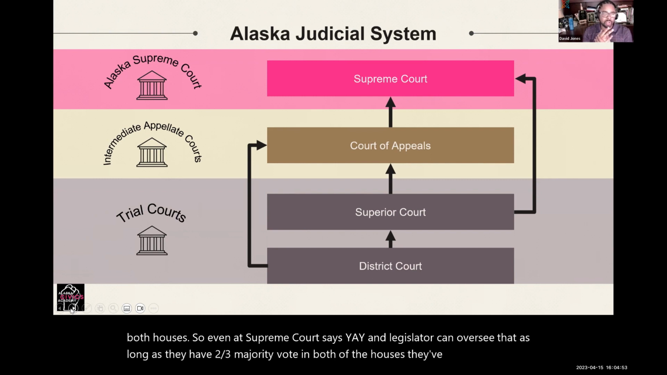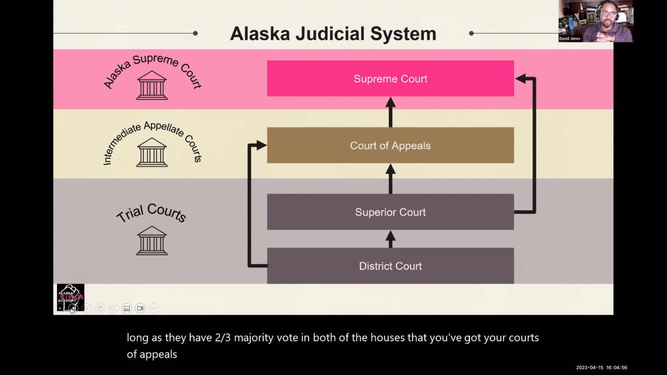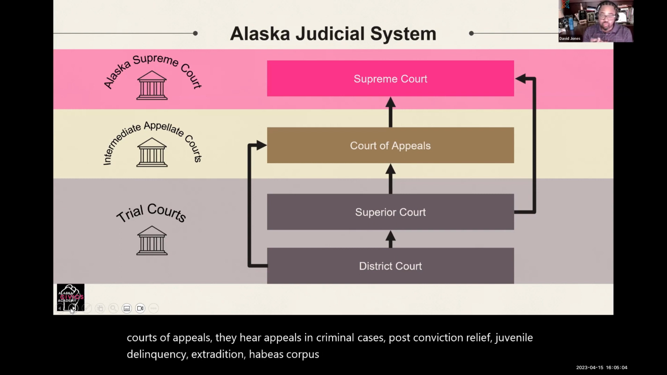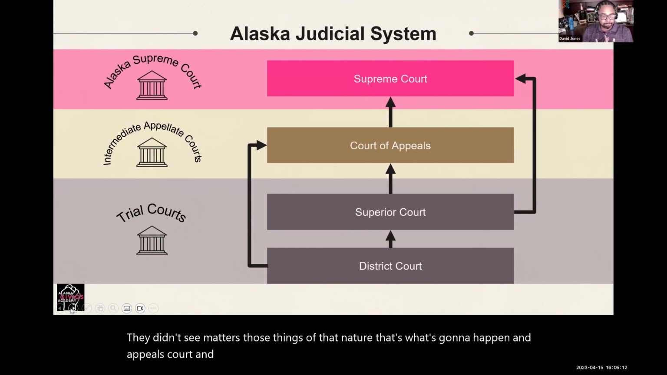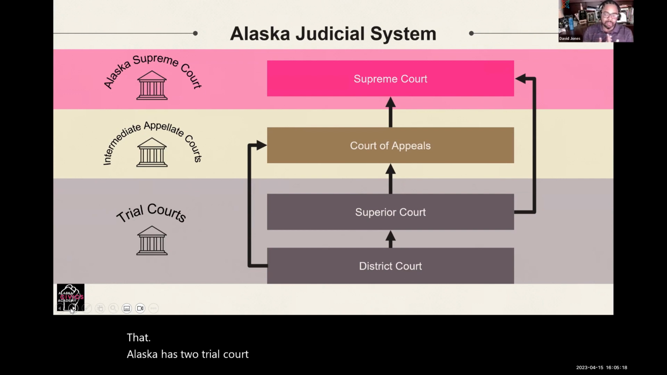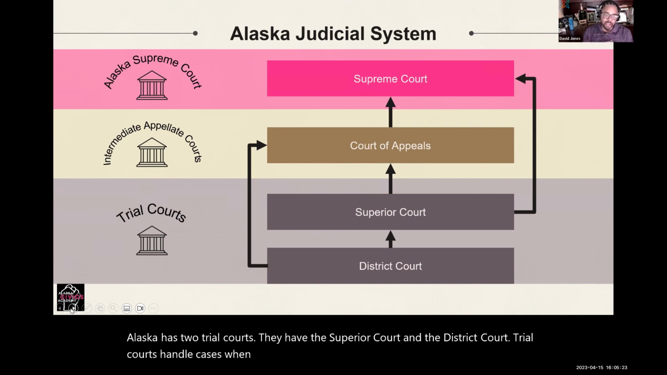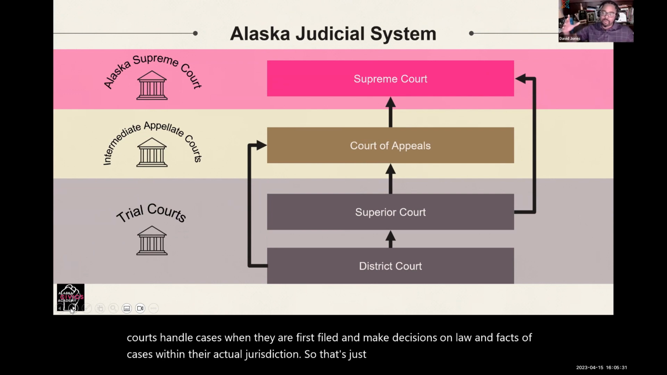Then you've got your Court of Appeals. They hear appeals in criminal cases, post-conviction relief, juvenile delinquency, extradition, habeas corpus, probation and parole, bail, sentencing matters, those things of that nature. That's what's going to happen in appeals court. And then Alaska has 2 trial courts. They have the Superior Court and the District Court. Trial courts handle cases when they are first filed and make decisions on law and facts of cases within their actual jurisdiction. So that's just the high overview.